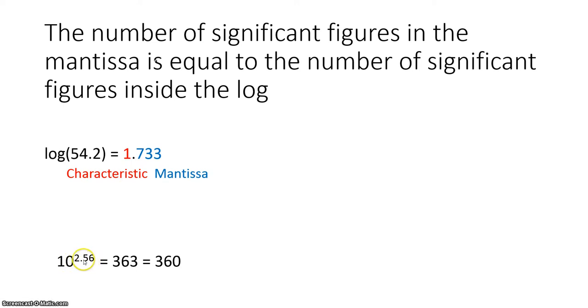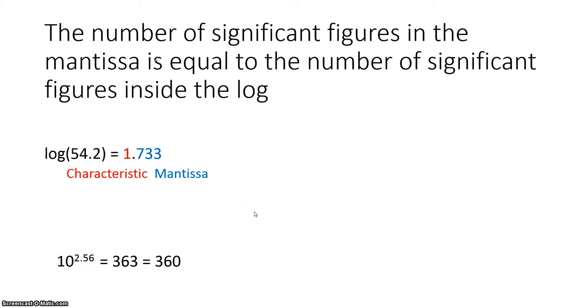If you take 10 to the 2.56, you end up with 363, but we can only have 2 significant figures in our answer, so we'd have 360 or 3.6 times 10 to the 2, okay, to be more correct. And so we need to be careful, especially using the antilog. Sometimes you can forget what the mantissa is, but it's just the number after the decimal place.